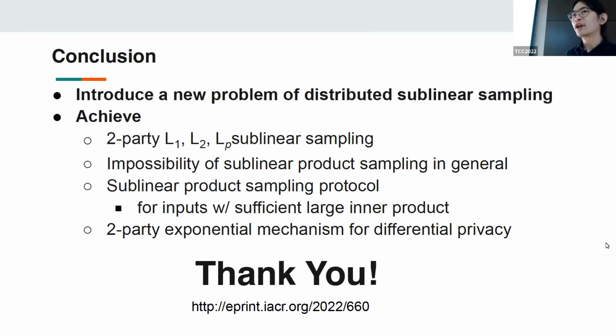So that's basically all I want to say today. Eventually we asked a question about secure two-party sampling with sublinear communication, and we construct protocols for L1, L2, and extend to L_p distributions, and we show when it's impossible for product sampling. And we also realized the two-party exponential mechanism for differential privacy. And that's all I have for today. Thank you.